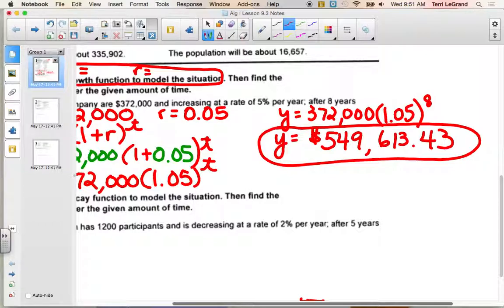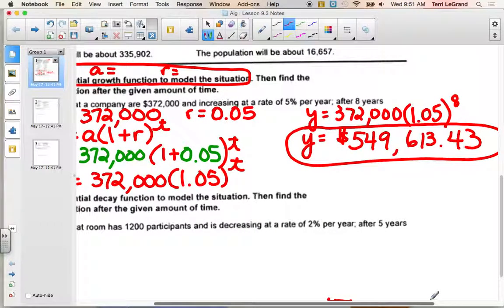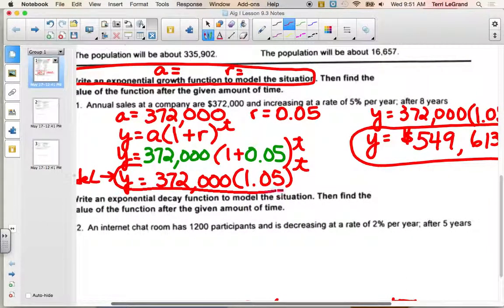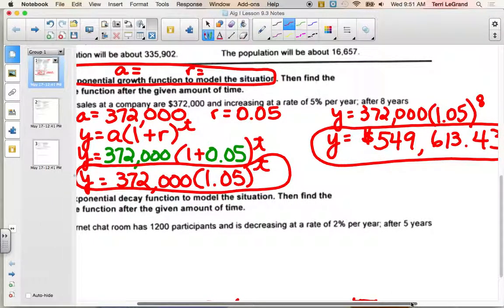$549,613.43. Could you make that happen on your calculators? And then we ask ourselves, does that make sense? Should it be bigger than our starting amount? Yeah. Okay. And it's for 8 years, 5%. Seems fairly reasonable. Okay. Now, the other thing I want you to do in your notes here is I want you to circle our model so that you realize that that is one of the actual answers. We have two answers here. We have our model, and we have our dollar amount given the time of 8 years.